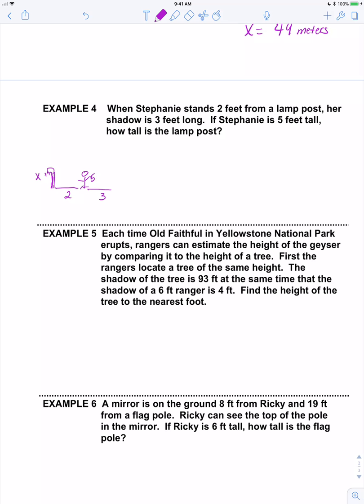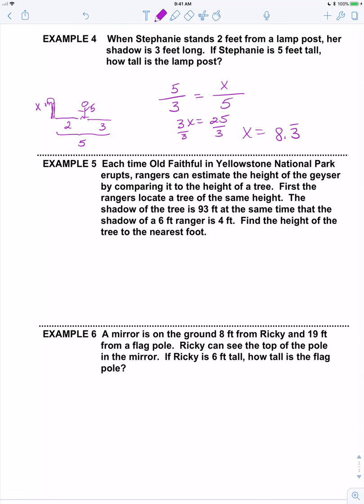Okay, so I probably should have drawn my lamppost a little bit taller, but see, this is 5 total. So she is 5 feet tall and casts a shadow of 3. The lamppost, we don't know how tall it is, but it's casting a shadow of 5. So we've got 3x is equal to 25. Divide both sides by 3. So x is 8.3 feet tall. Okay, so another example.